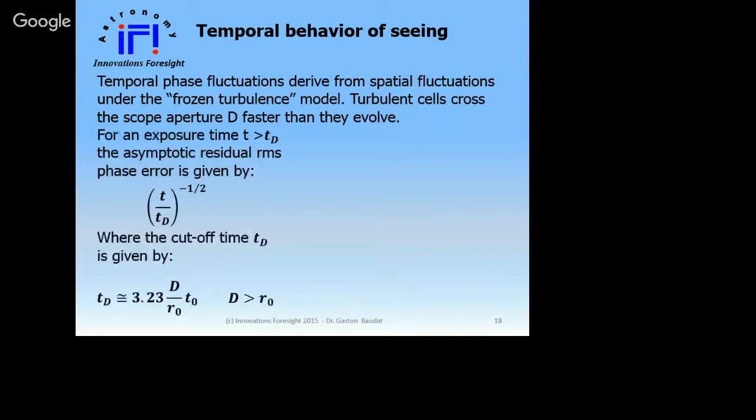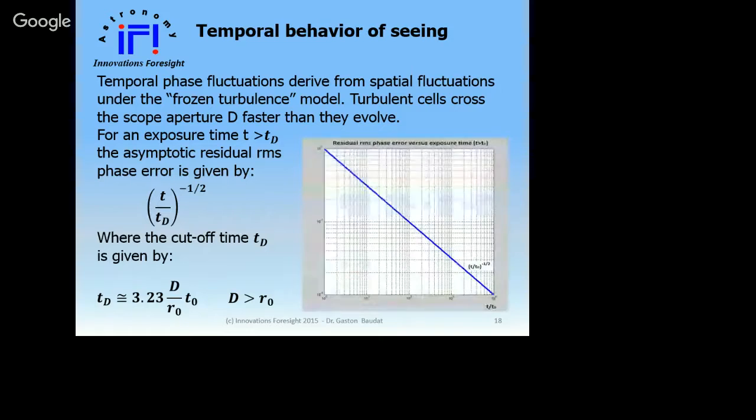So if you use this hypothesis, you will find that when the exposure time, let's say for a guide star, is above some cutoff time, TD, then when you increase the time, you improve the seeing, the width of the star, for instance, as the square root of the ratio between the exposure time and TD. And TD is a function of the diameter of the scope and the ratio between T0 and R0. And this ratio is pretty much the speed of the wind. And here I have a plot that shows you that.